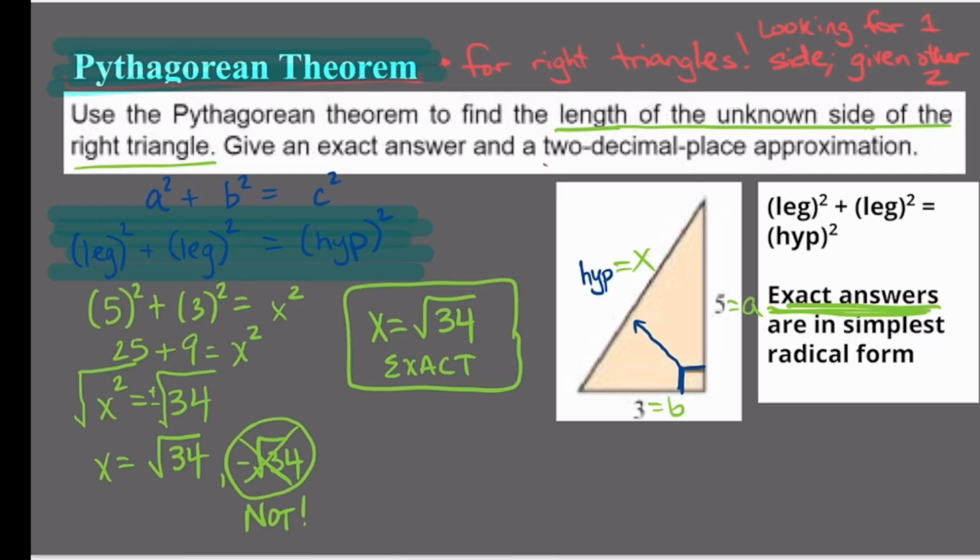We're also asking for a 2 decimal place approximation, which means we're going to round to the 100th place. 100th place has 2 zeros, so that is a 2 decimal approximation. When you do the square root of 34, you should get 5.83. Those are your 2 decimals, but you want to keep going. 0, 9, 5, and it continues and continues.